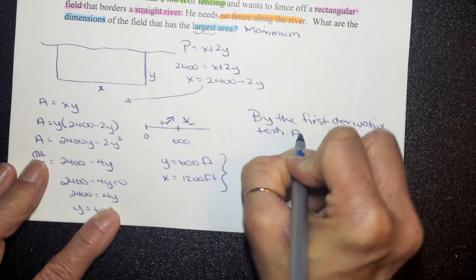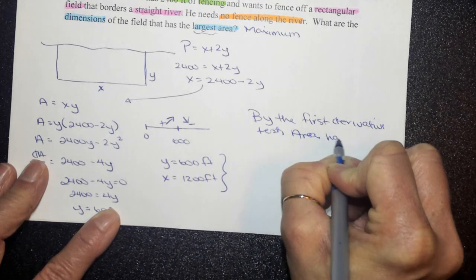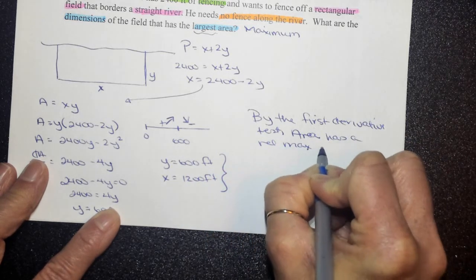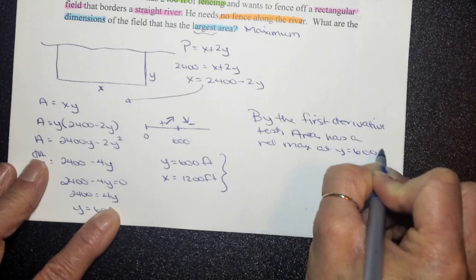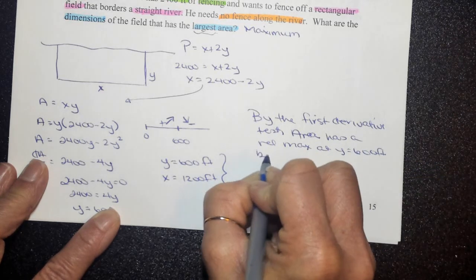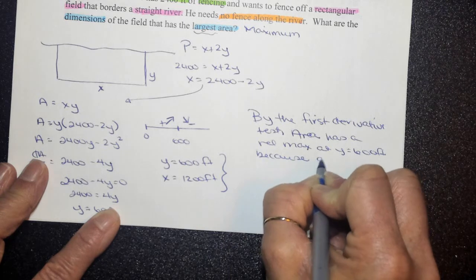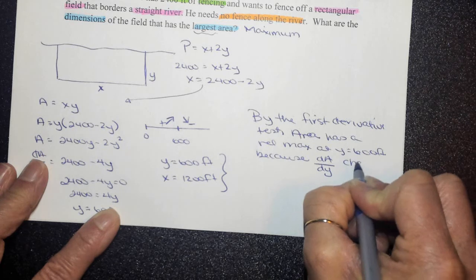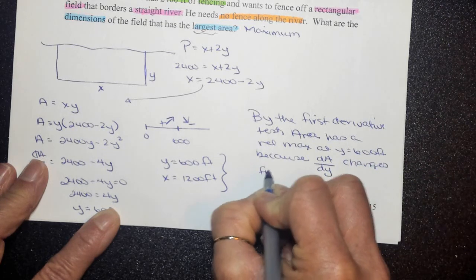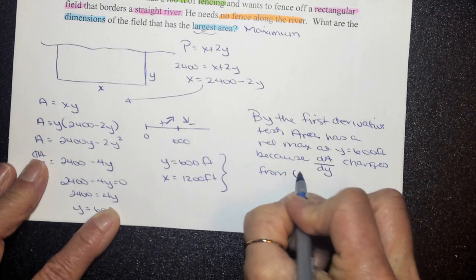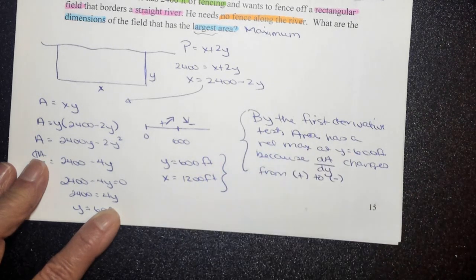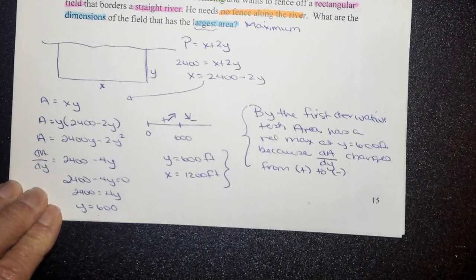area has a relative max at y is equal to 600 feet because dA/dy changes from positive to negative. This is if you had to justify how you got your answers. Okay, and those are your two applied problems.